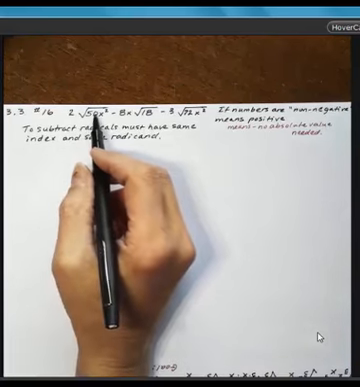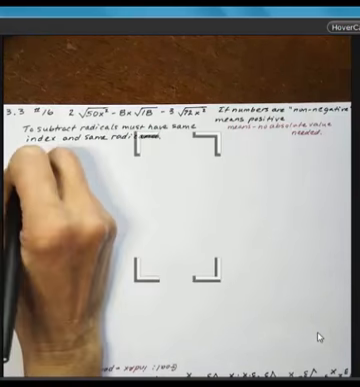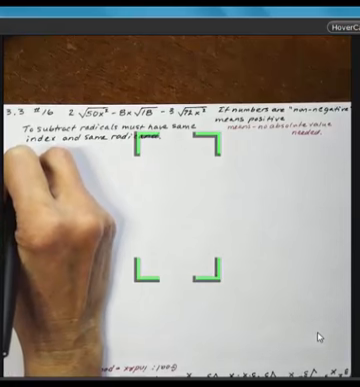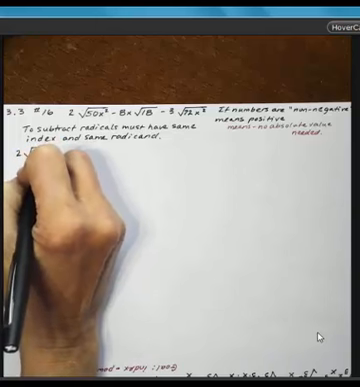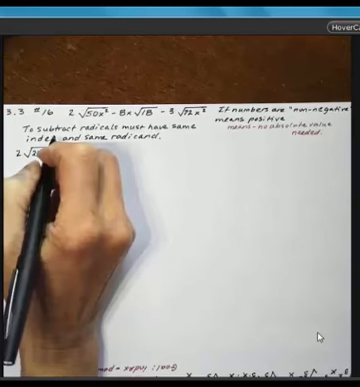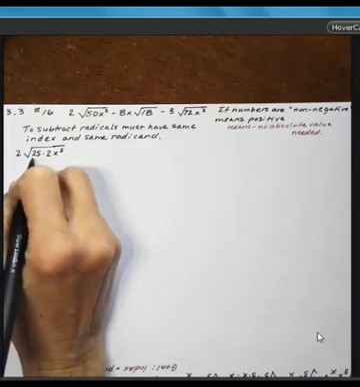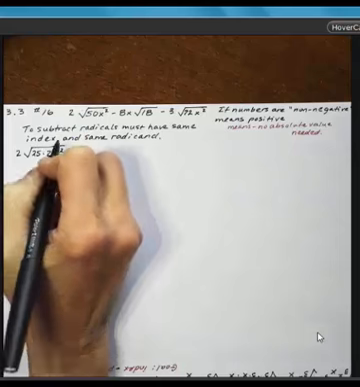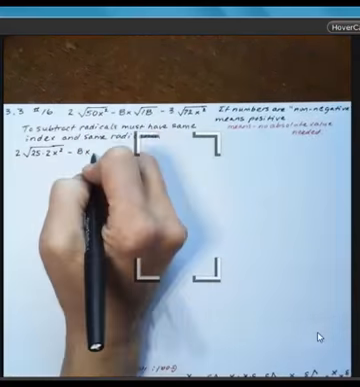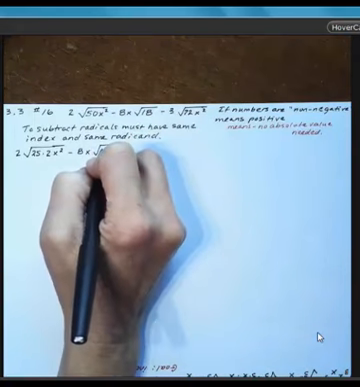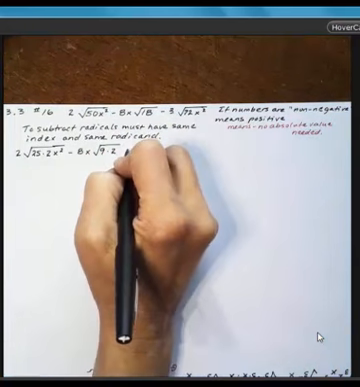So looking at this, 50, well, I know that 25 is a factor of 50, so I'm going to rewrite this as 2 square root 25 times 2, and the x squared is just going to go along. 25 is a perfect square, so that's good. On the next radical, factors of 18 that are perfect squares. I'm going to use 9, and then what's left over? 2.